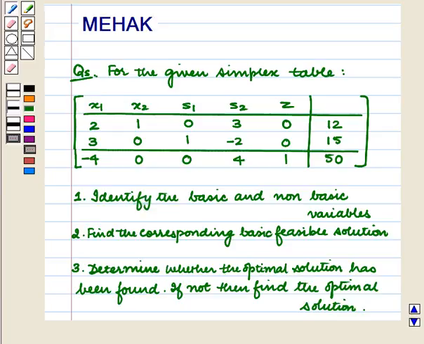In this session, we are going to discuss the following question. The question says that for the given simplex table, identify the basic and non-basic variables, find the corresponding basic feasible solution, and determine whether the optimal solution has been found. If not, then find the optimal solution.